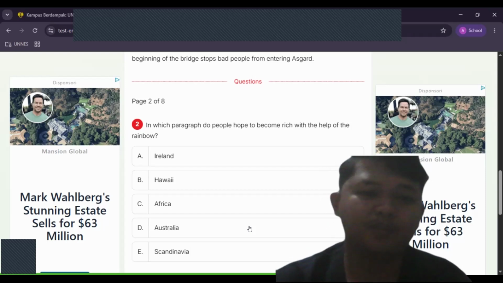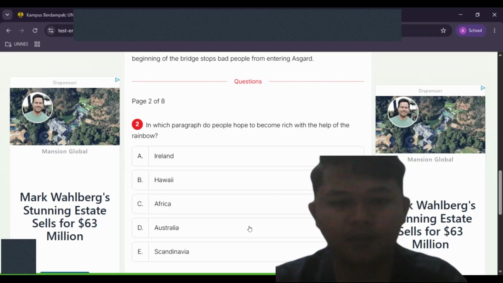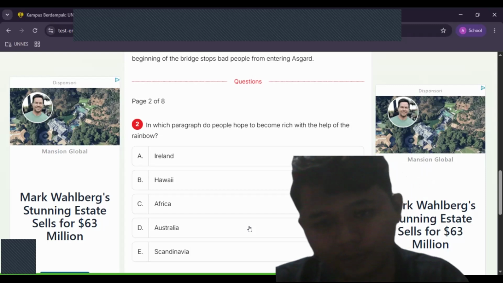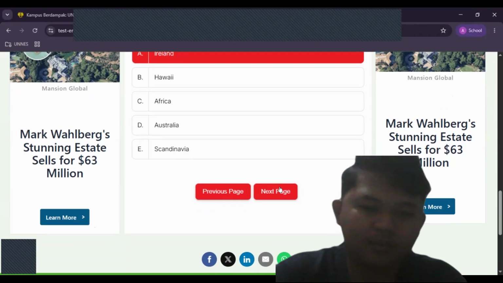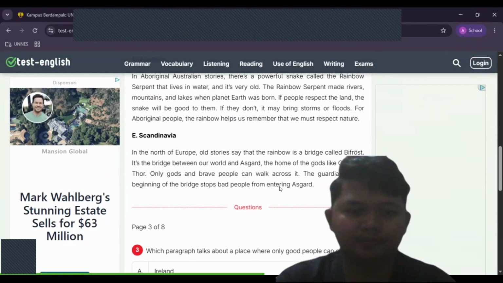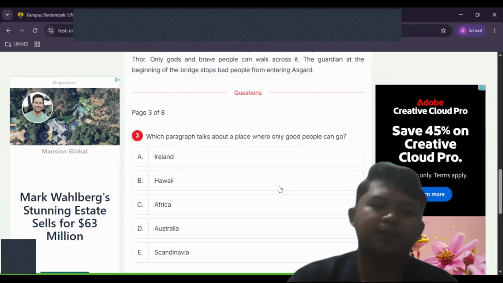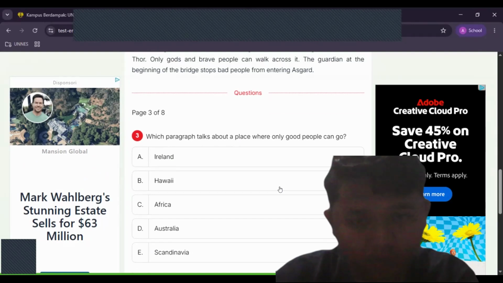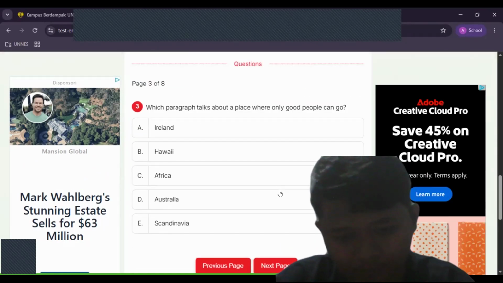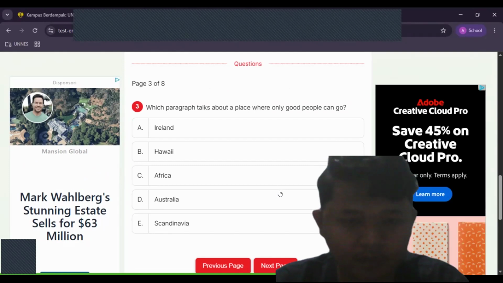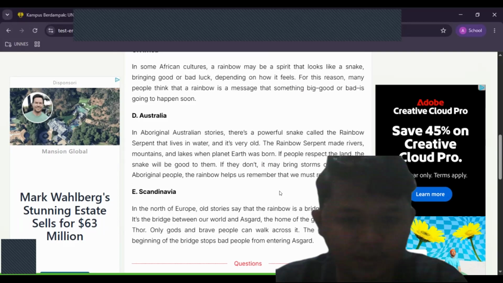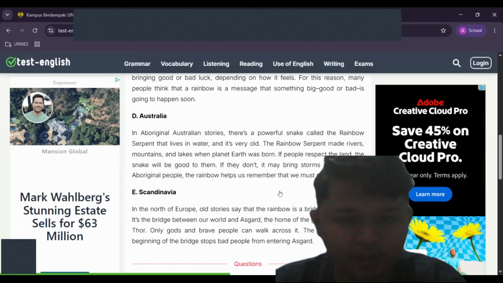In which paragraph do people hope to become rich with the help of the rainbow? What do you guys think? Oh, you can think Ireland. Okay, I will pick Ireland. Now move to the next question. Which paragraph talks about a place where only good people can go? Do you guys know? Or do you guys need some clue? Okay, you guys think it's Scandinavia.